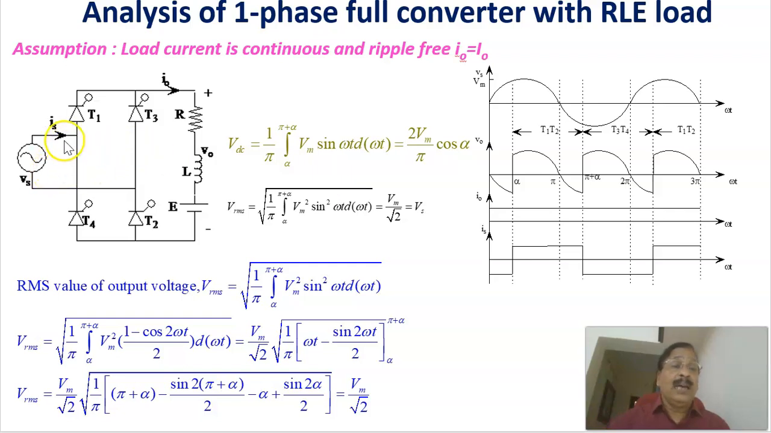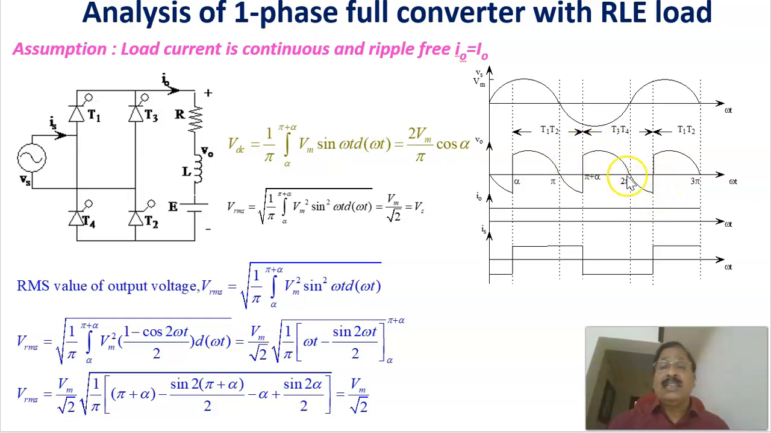Now the current path is through T3, through the RLE load, and back through T4. Therefore, from pi plus alpha to 2 pi plus alpha, T3 and T4 are conducting. The output voltage is the voltage at this point with respect to this one, but what we are showing is the opposite, which is 180 degrees out of phase, so the inverse of this voltage is taken. That is why the output voltage is now positive, and this continues until 2 pi plus alpha.